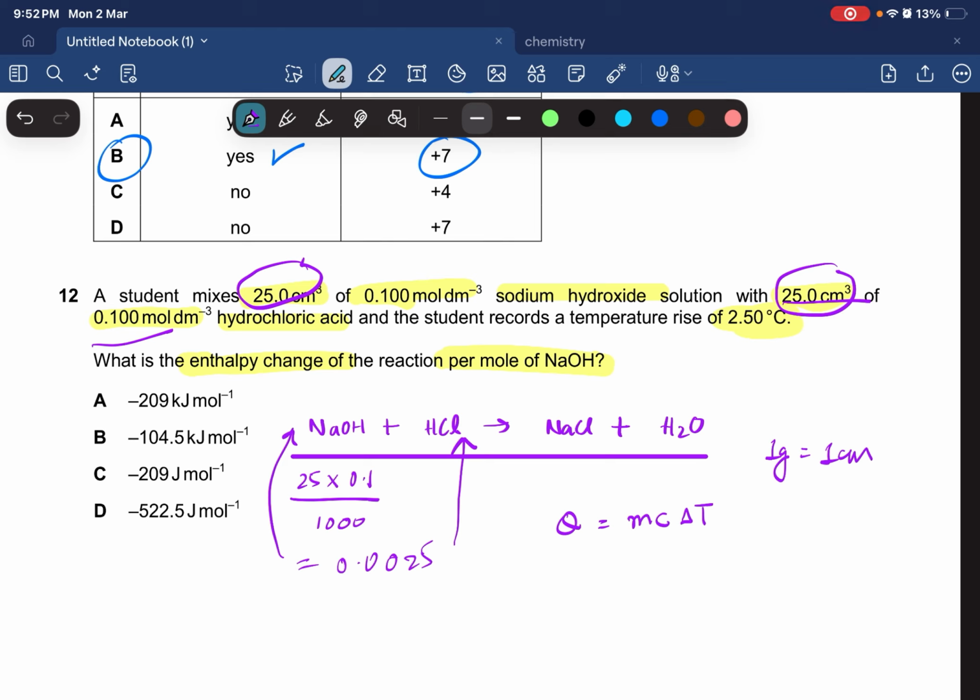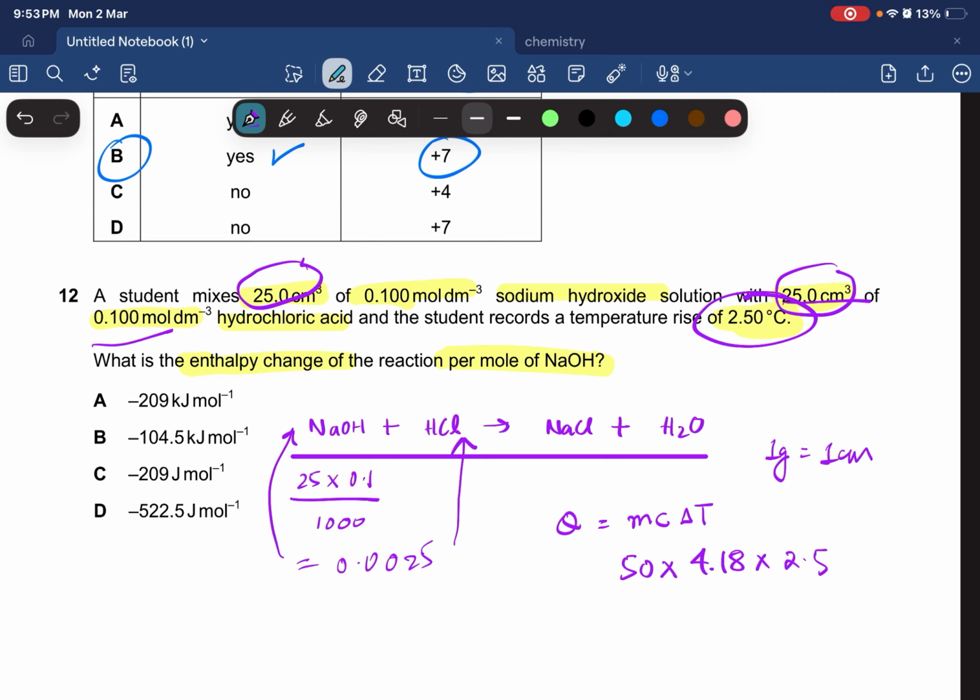25 plus 25, which makes it a 50 gram solution, times C, the specific heat capacity of water, which is 4.18, times delta T, the change in temperature. Change can be taken in degrees Celsius, because when you convert the change into Kelvin, it is going to be the same. So the change is 2.5 Kelvin. A degree Celsius change is the same thing.